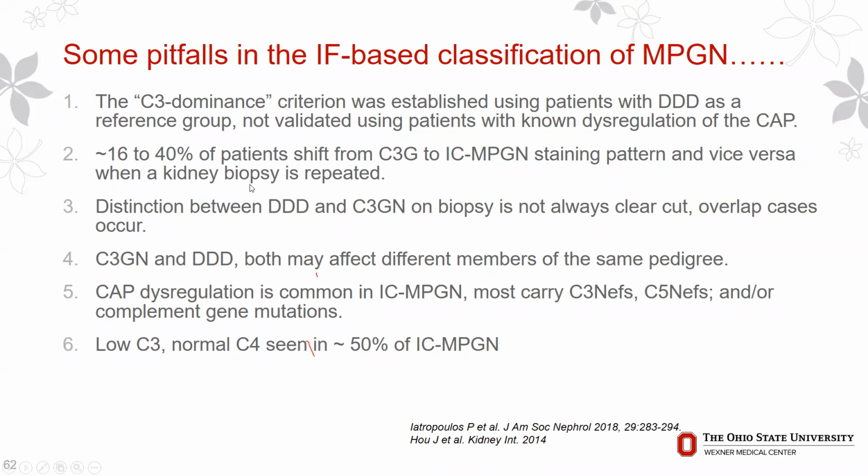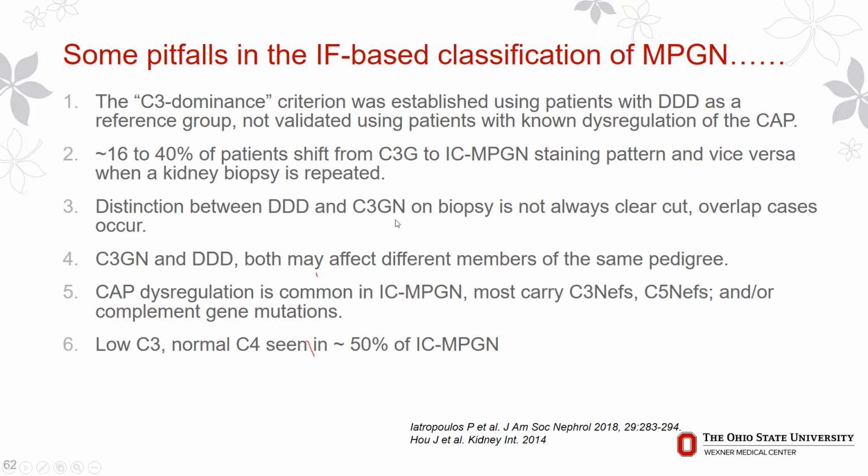Not only in our experience, but other groups have also reported that 16 to 40% of patients have this shifting or changing immunofluorescence pattern between these diseases. Either from C3G, they start to look like immune complex MPGN or vice versa. So it is very important that we look at all the biopsies of the patient, not just one biopsy, because the immunofluorescence pattern may change. Even the distinction between dense deposit disease and C3GN on a biopsy is not always straightforward or clear-cut. In some cases, we see a mix of both these patterns.